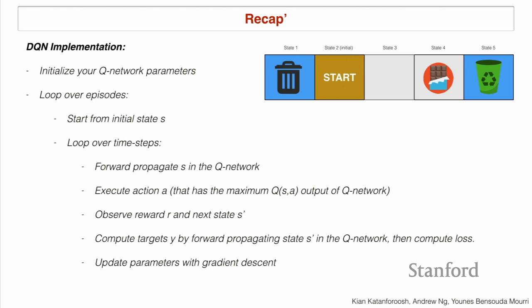Does this loop make sense? It's very close to what we do in general. The only difference would be this part: we compute target Y using a double forward propagation. So we forward propagate 2 times in each loop. Do you guys have any questions on this pseudocode?